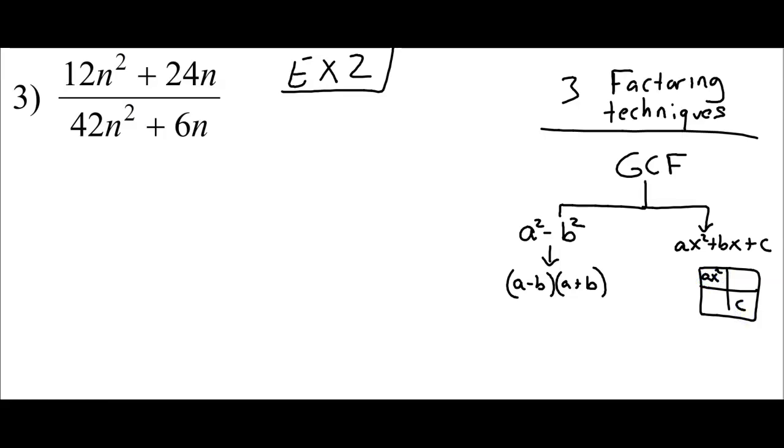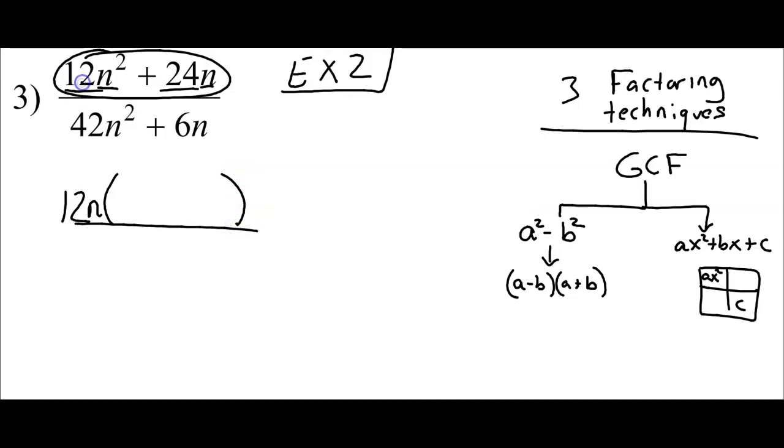Okay, so those are our 3 factoring techniques: GCF, difference of squares, and the box method. Right? You always look for a GCF first. So let's do that first. For this top group up here, what's the biggest thing that goes into 12 and 24? 12. And they both have at least one n, right? So I can take one n out.